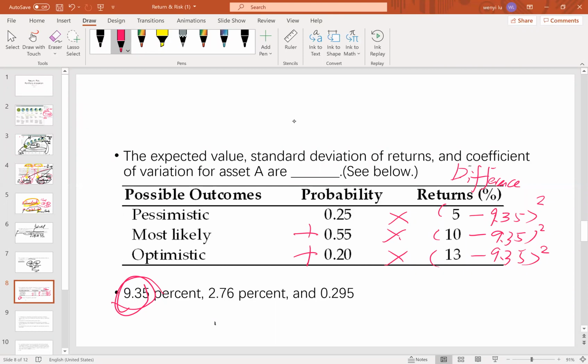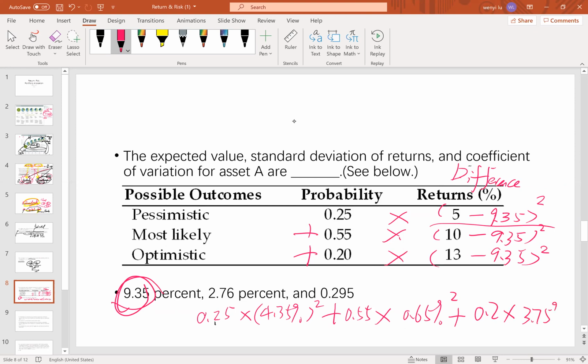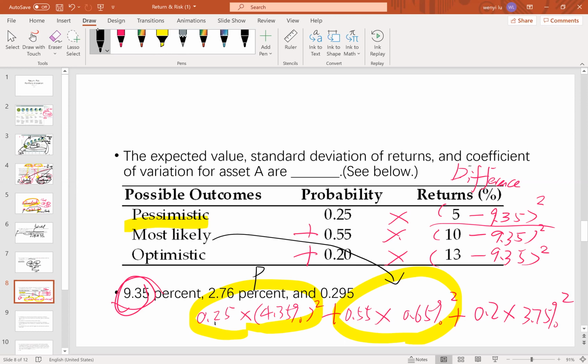And after that, you will do what? Summations. So we will use 0.25 times 4.35% squared, plus 0.55 times what? 0.65% return squared. The last one will be 0.2 times 3.75% squared. And this one is for the pessimistic, this one is for the most likely, and this one is for optimistic. So there are 3 terms here, with probability times the difference squared for each term.